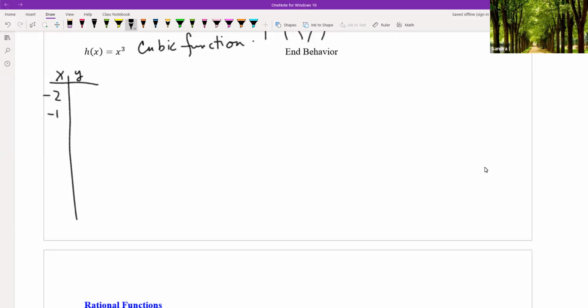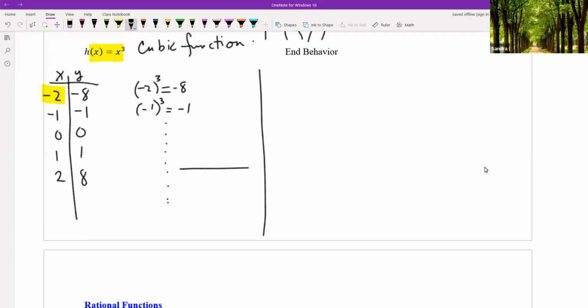So -2, -1, 0, 1, and 2. Plug it in. So I'm going to plug in the -2 in here. And when I do, I get -2 to the 3rd power. That gives me a -8. Gonna plug in the -1. -1 to the 3rd power. That gives me a -1. Plug in the 0. You go ahead and do this and 1. Plug in the 1. Plug in the 2. Okay, then do the graph right here.